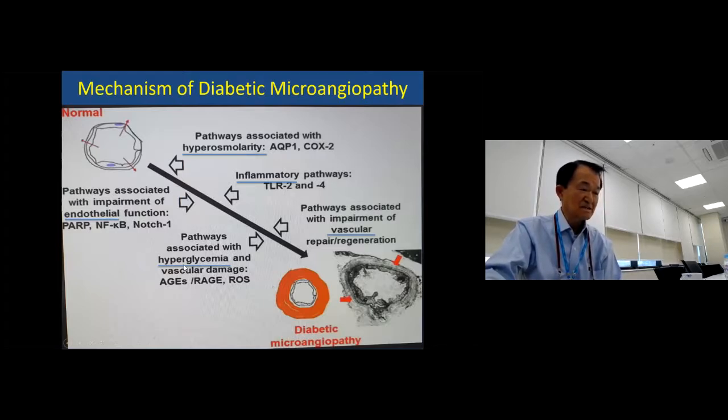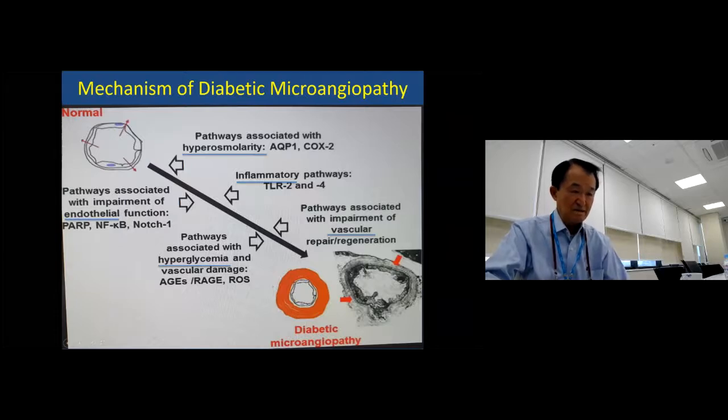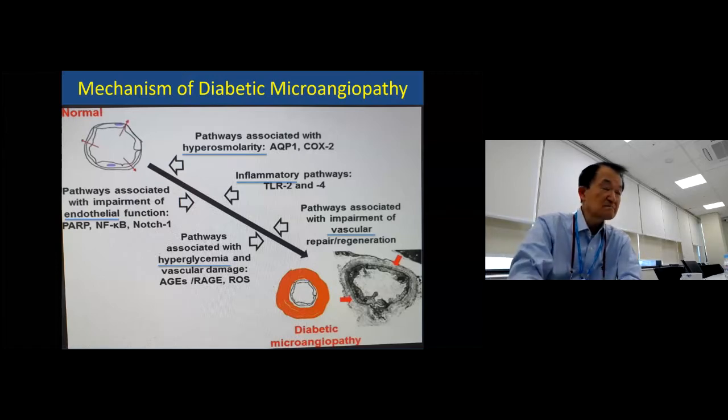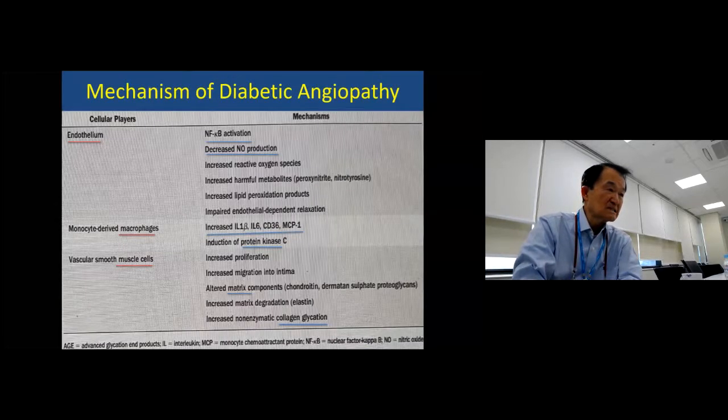But if there's hyperglycemia, we can see impaired vascular damage. In diabetic microangiopathy, the vascular wall, the capillary or endothelial wall, is very thick and hard, and some blood clots block the arterioles, eventually making them malfunction.